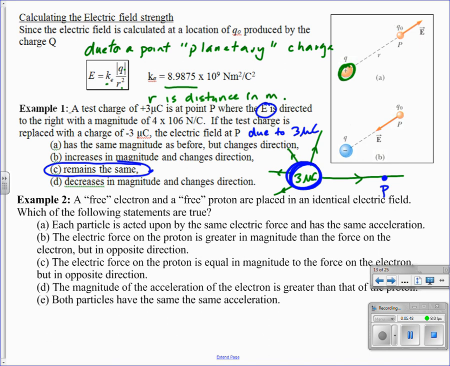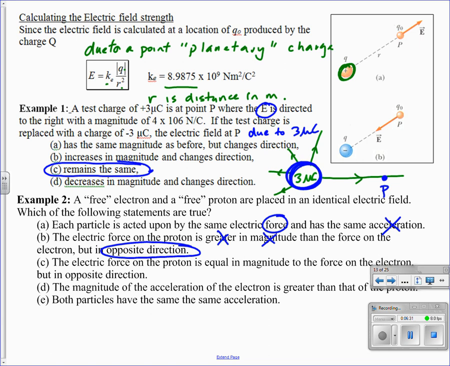Let's look at example 2. A free electron and a free proton are placed in an identical electric field. Which of the following statements are true? A, each particle is acted upon by the same electric force and has the same acceleration. Now, they would experience the same force, but because they have different masses, they will not experience the same acceleration. B, the electric force on the proton is greater in magnitude than the force on the electron, but in opposite directions. The opposite directions part is correct, but the magnitudes, again, are going to be the same.